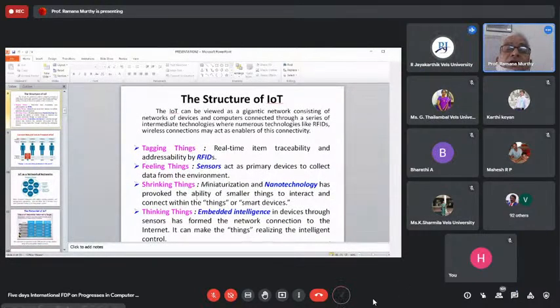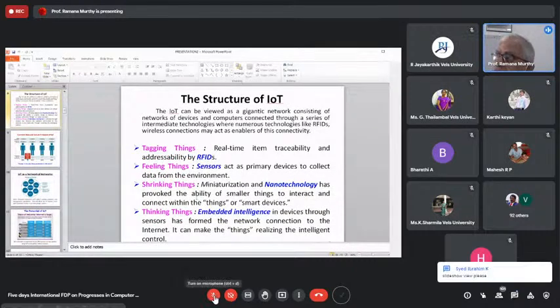See, what I said is, the structure is basically a combination of many things like tagging things, feeling things, shrinking things.